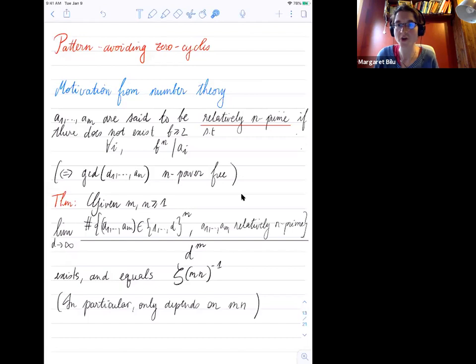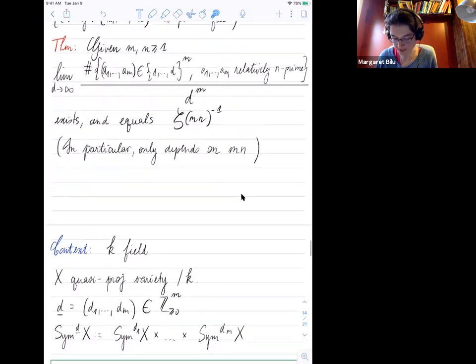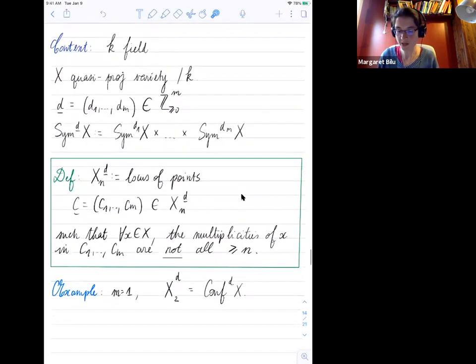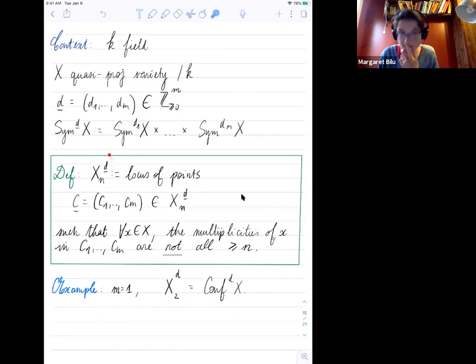So you also have a bunch of coincidences if you have different m's and n's such that mn is constant, then you should get the same limit. And there are also things like this for polynomials over F_q. Well, there's a bunch of literature on the subject, but what we're interested in is the following context. We're going to take k a field. Here we go back to considering any field, not only finite fields. We take X a quasi-projective variety over k, and for any tuple D of m non-negative integers, we can consider Sym^D X, which is going to be the product of the symmetric powers with respect to the different d_i's, and we're going to consider the following variety X_{n,D}.